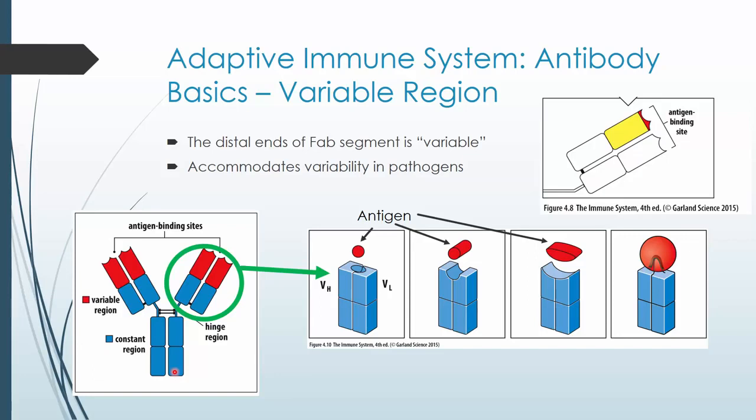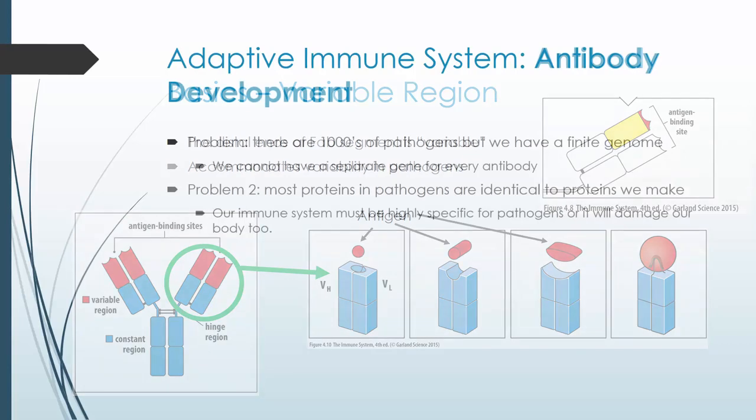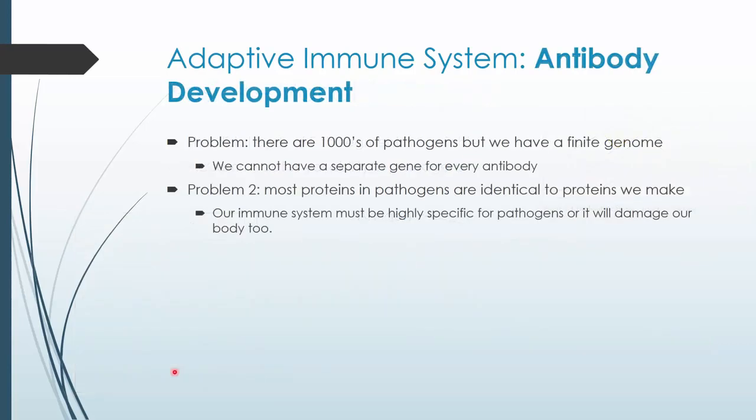All right, let's talk a little bit about antibody development and how antibodies are made. Antibodies essentially address a problem in the body. Our problem is that there are thousands of pathogens, more than thousands of pathogens, but we have a finite genome, which means we can't have a separate gene for every pathogen. It's just inconceivable to have that many genes. There's a second problem. Most proteins that a pathogen makes, we also make, which means the immune system needs to be able to recognize foreign from self and needs to be really highly specific.